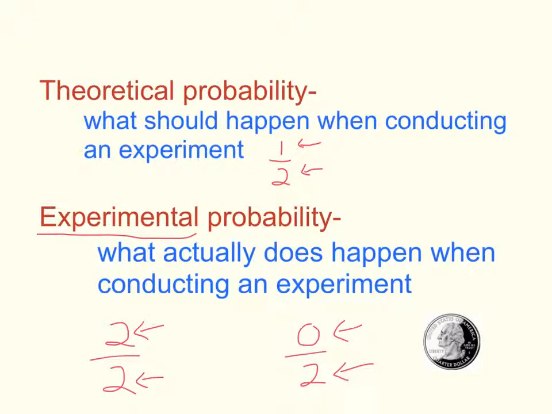So think about experimental is experiment. Experiment is doing something. So that's the probability of what actually does happen when you conduct the experiment. And the theoretical probability is what should happen. It's the theory is the base word there.